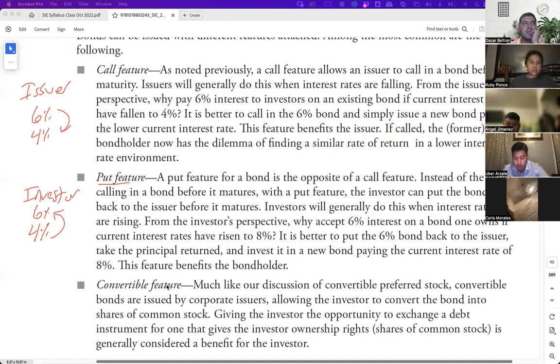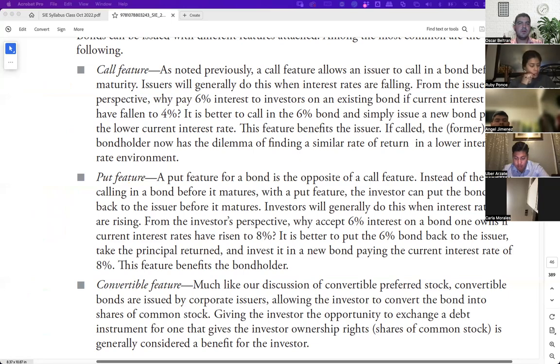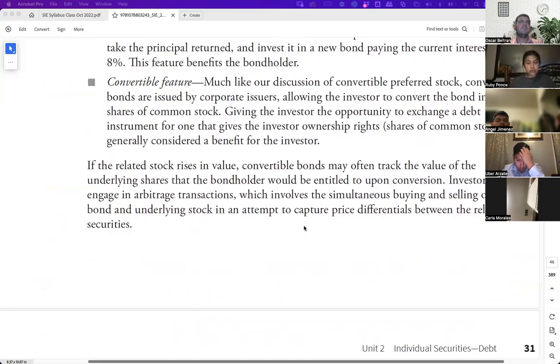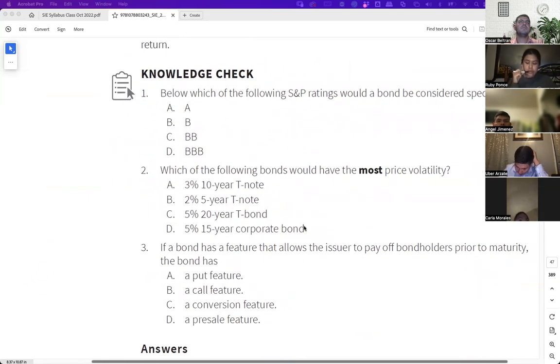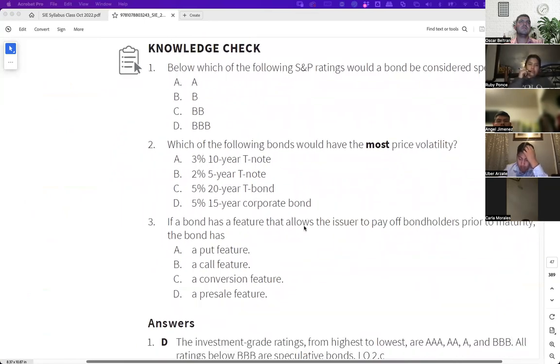Now, convertible feature, it literally means what it says here. It's going to be convertible. You're going to be able to convert that bond to a certain amount of common stock, which is going to give you a form of ownership in that particular company, plus capital appreciation, etc. All right, perfect. Let's keep going. Now we're going to skip this quiz here.